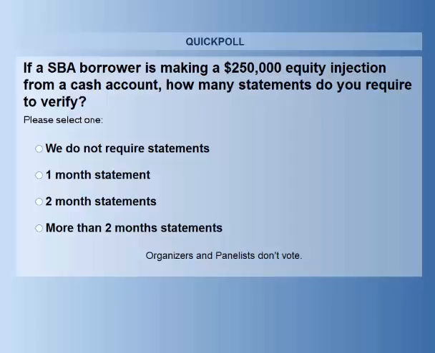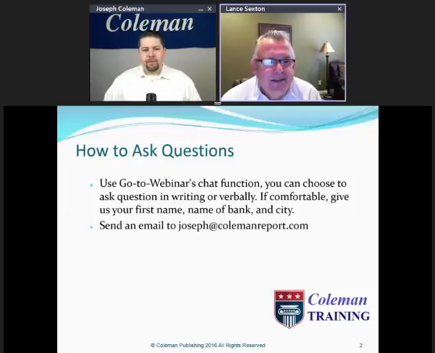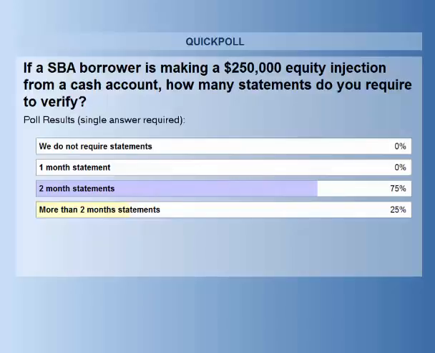If an SBA borrower is making a $250,000 equity injection from a cash account, how many statements do you require to verify equity injection? Monthly statements. And quite honestly, there is a correct answer here. Actually, there are a couple answers that I think are good answers. You want to make sure SBA requires that you document that the money exists, and show where it's coming from. And everybody got it correct. We've got a great group.